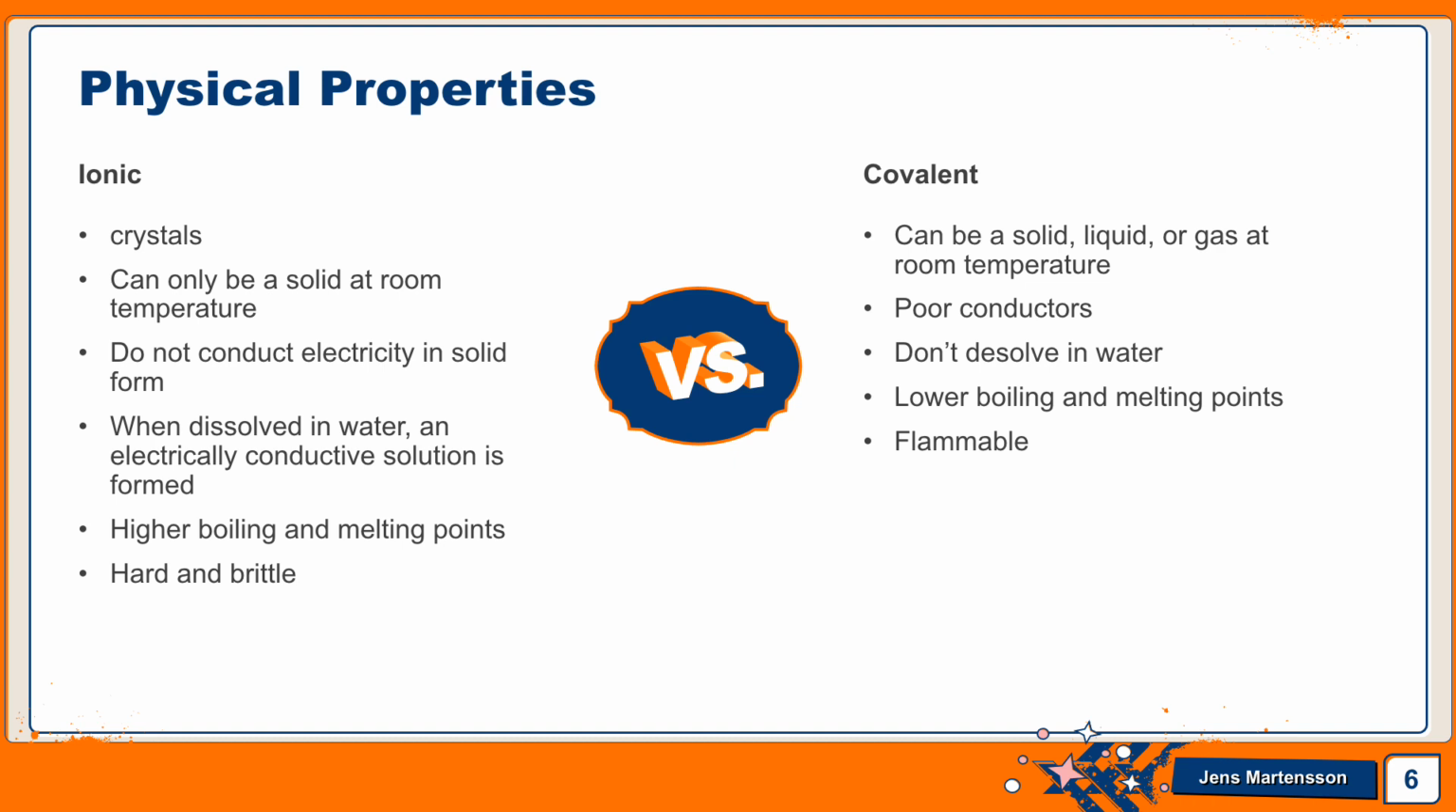Covalent, on the other hand, can be a solid, liquid, or gas at room temperature, unlike ionic compounds. They are poor conductors. They have lower boiling and melting points, and they are very flammable. One thing that is interesting with covalent compounds is they do not dissolve in water. This is because they aren't electrolytes.